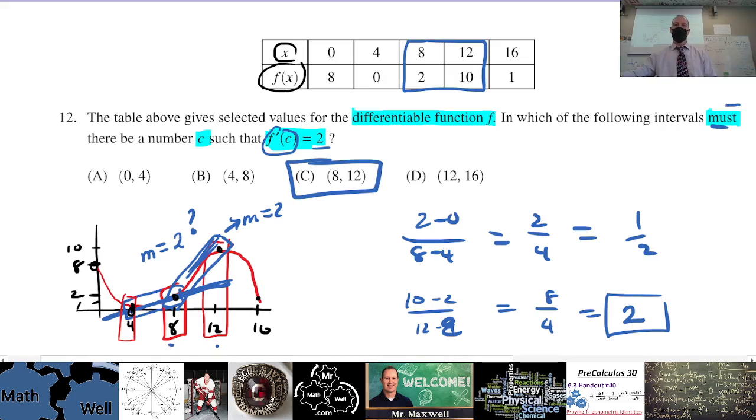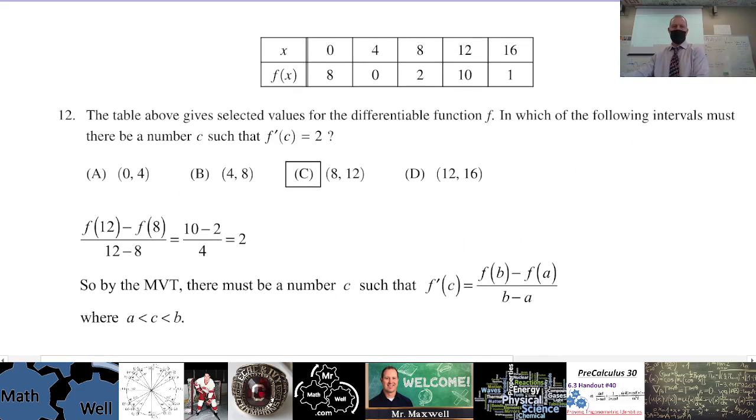But I guess I would highlight this, that when it says must, something like that, that means I'm looking for some kind of reason or theorem that I can back up on. Okay, so let's see. There's a solution here typed out. So yeah, we have a slope of 2 between the secant points connecting x equals 8 and 12. And then therefore, according to MVT, we must have a c that has a derivative also equal to that slope. Those are the same. Okay?